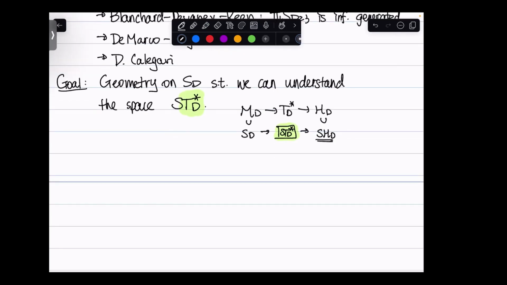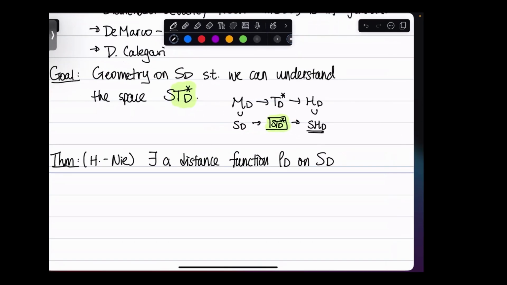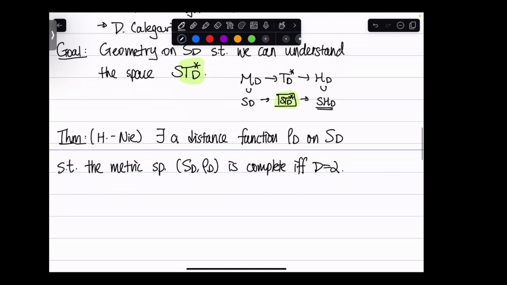So basically, let me just write down the theorem. The theorem is, we want to say that this STD star, this space of trees, is lying in the compactification of the moduli space. Okay, so this is our main theorem. There exists a distance function rho d on the shift locus such that the metric space SD rho d is complete if and only if D is equal to 2.